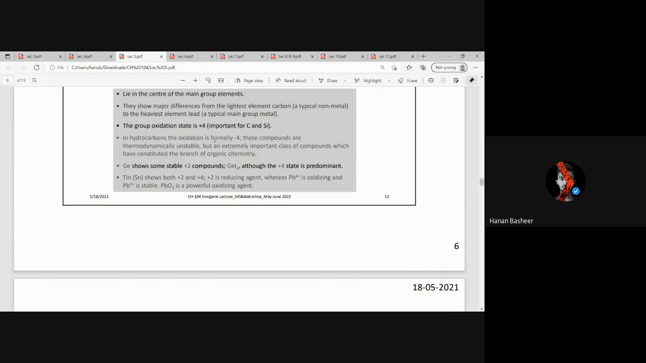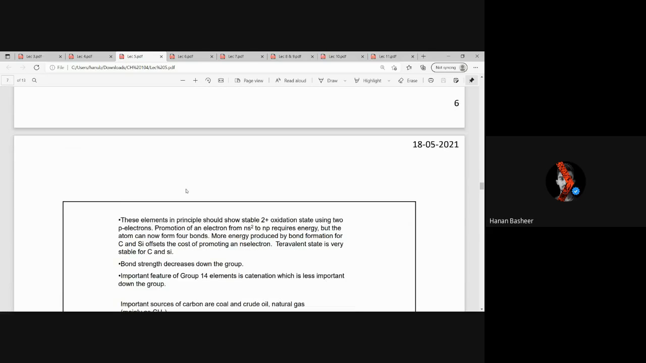And Ge shows some stable +2 compounds, like GeI2, although the +4 state is predominant; the +2 is shown because of the inert pair effect. Tin shows both +2 and +4, and +2 is a reducing agent. Whereas Pb +4 is oxidizing, obviously it has to go back to +2 because of the inert pair effect, and Pb +2 is stable, and PbO2 is a powerful oxidizing agent.